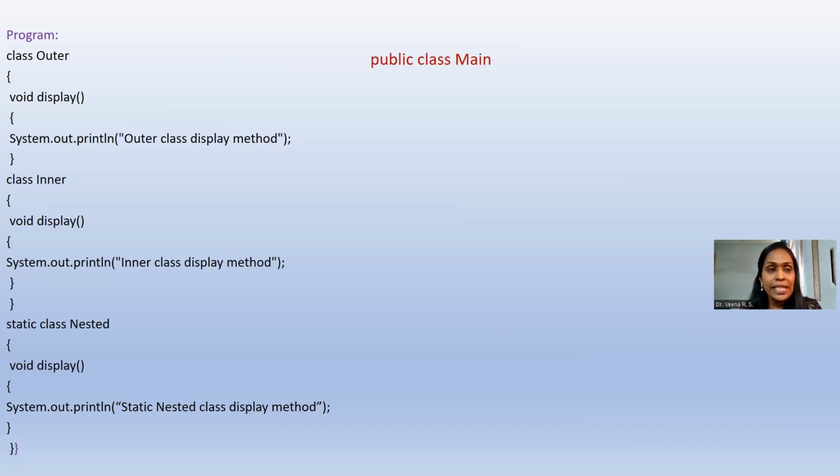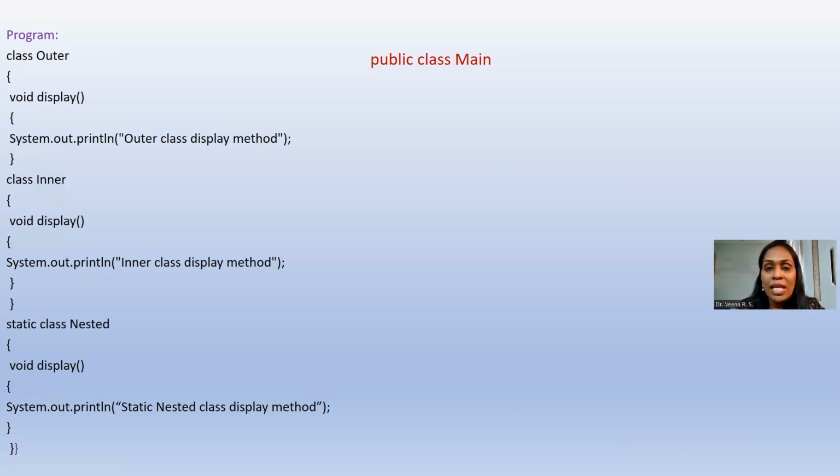So here on the left-hand side, you can see that the entire class hierarchy has been created. One outer class. Inside that outer class, you have one inner class and one static nested class. And all these classes have the method display with the respective definition. Outer class display method, inner class display method, and static nested class display method should be displayed based on the object we are using to invoke the respective method.